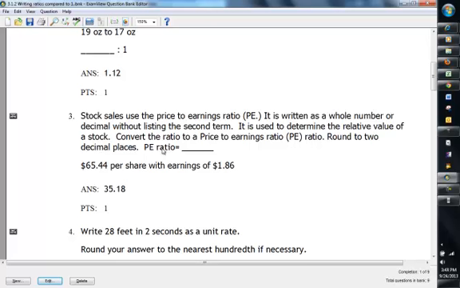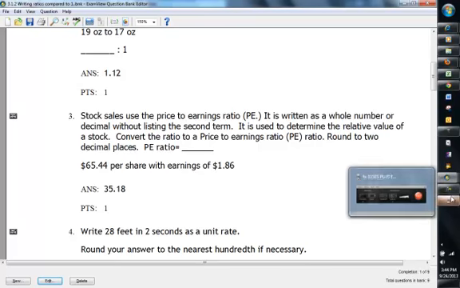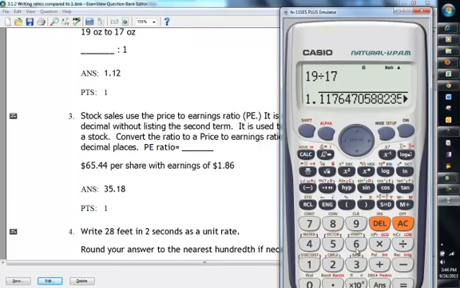PE ratio, price to earnings ratio, is just how much the price is to how much the earnings is. Now, when you do this one, in this case, 65.44 divided by $1.86, you get a price to earnings ratio of 35.18. Now, you don't put the 35.18 to 1, you just write the 35.18.